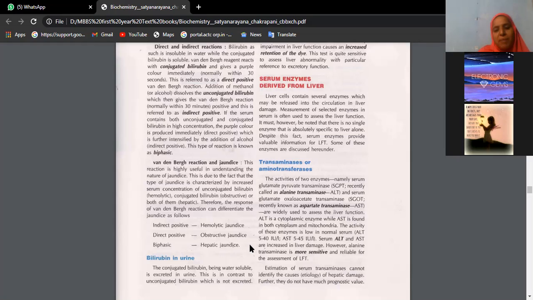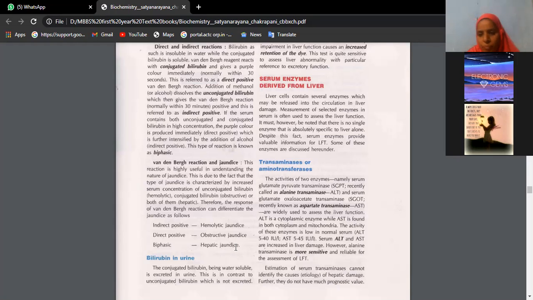Hepatic jaundice can be biphasic. That means some of the bilirubin is conjugated, some is unconjugated. If you put Van den Bergh's reagent in the serum, a light purple color will come, but if you put alcohol, the color intensifies and becomes much darker. Then you call it biphasic. It has both conjugated and unconjugated bilirubin. That's what hepatic jaundice is. That means there is something wrong with the liver. Ritika, is that clear?